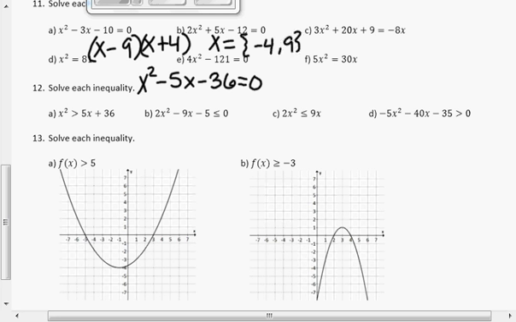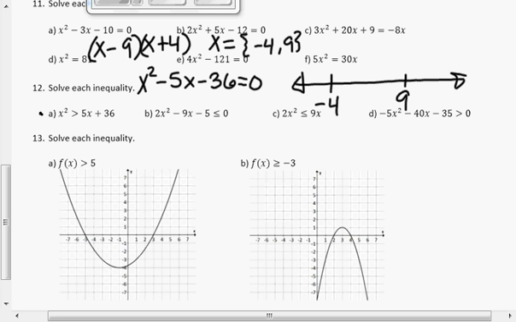Okay, that's solving an equation. We're not solving an equation, we're solving an inequality. So we need to do our number line. We have a negative 4, we have a 9. We've got to pick a number less than negative 4, a number in between negative 4 and 9, and a number greater than 9. Put them into the function we were given and simplify and see if that statement's true or false.